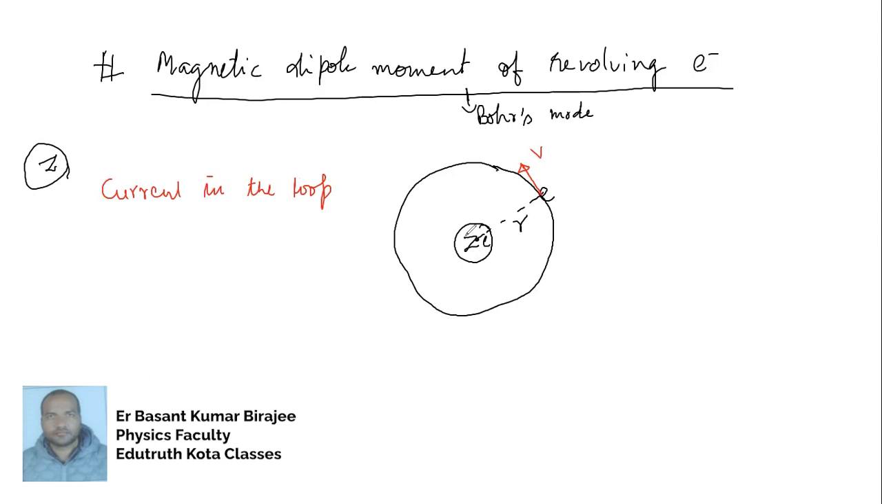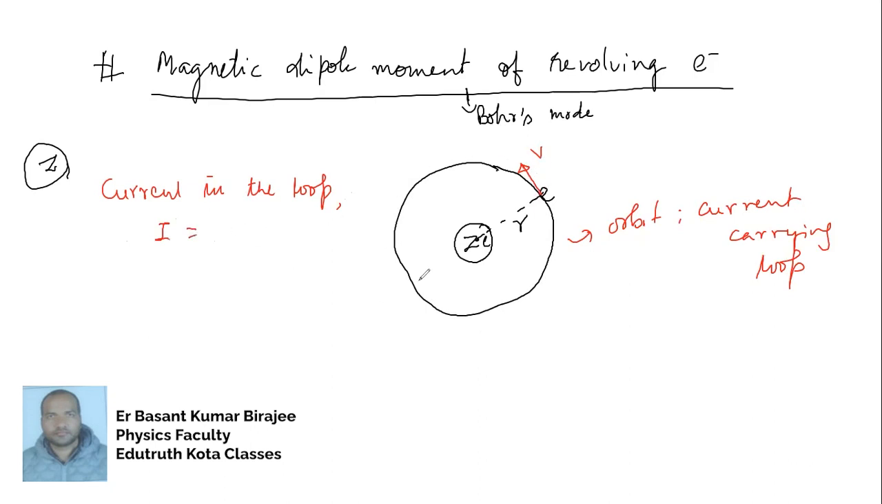Why? Because the charge is moving in this circular path, and because of the moving charge, you will have current. So this orbit can be considered as a current carrying loop, because the electron is moving along the orbit. So how much is the current? You can calculate.